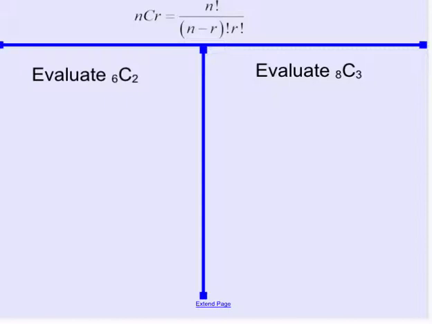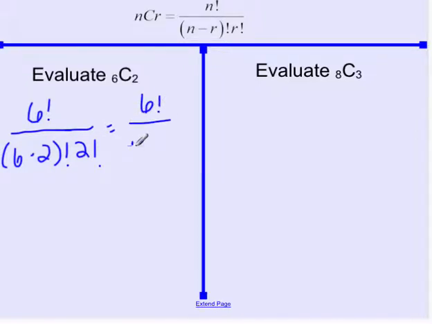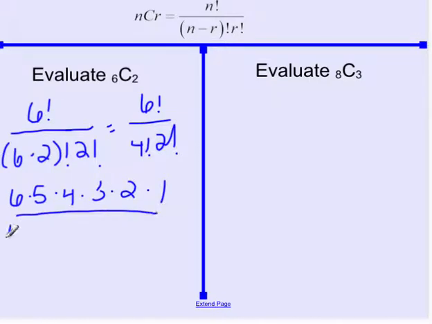We want to evaluate 6 choose 2. So we're going to have 6 factorial divided by 6 minus 2 factorial times 2 factorial. Simplify that a little more, and we get 6 factorial divided by 4 factorial, 2 factorial. Now I'm going to write out my factorials. For 6 factorial, I have 6 times 5 times 4 times 3 times 2 times 1. Then on the bottom, I have 4 times 3 times 2 times 1, and then 2 times 1.